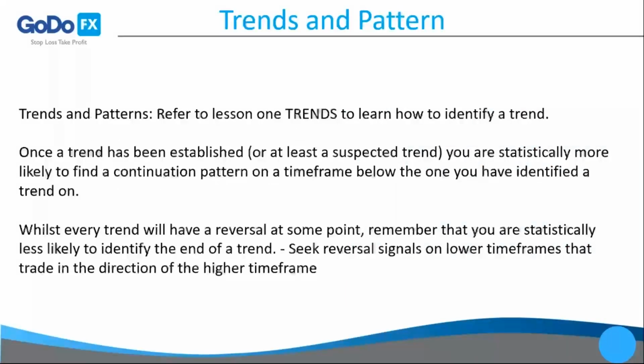For the trends and patterns, you can refer to lesson 1, trends, to learn how to identify a trend. Once a trend has been established, or at least a suspected trend, you are statistically more likely to find a continuation pattern on a time frame below the one you have identified a trend on. Whilst every trend will have a reversal at some point, remember that you are statistically less likely to identify the end of a trend. Seek reversal signals on lower time frames that trade in the direction of the higher time frame.